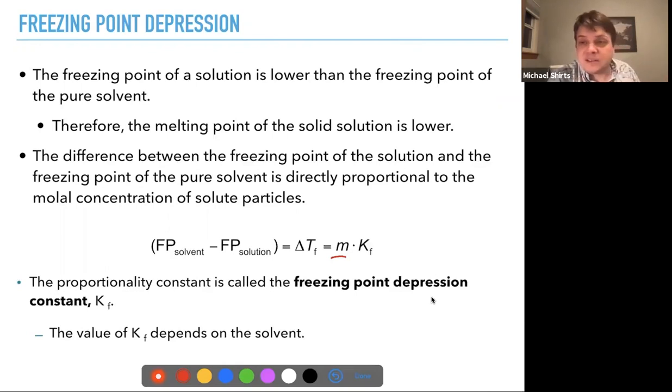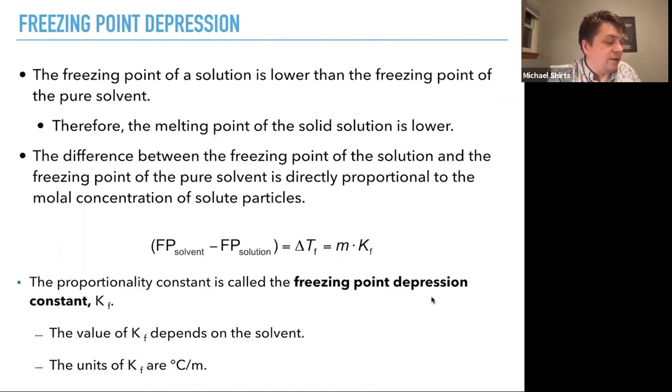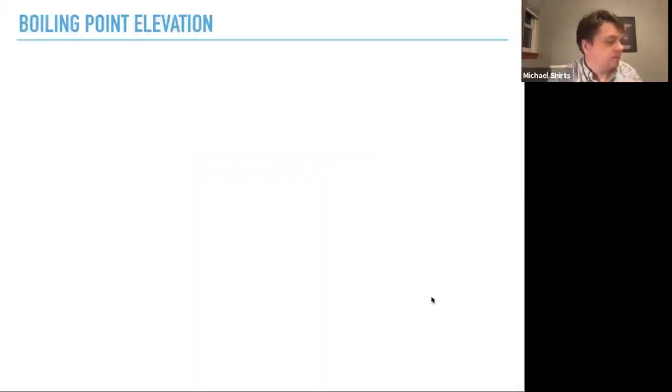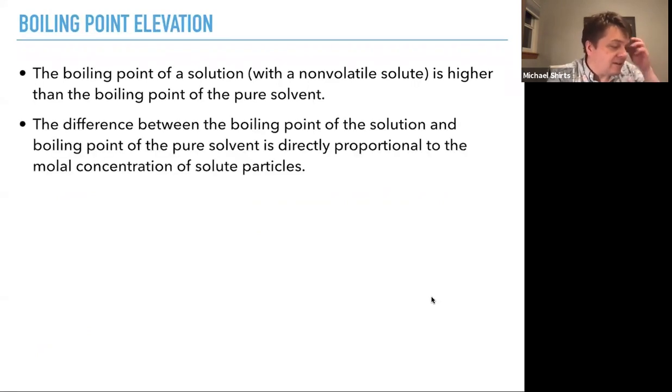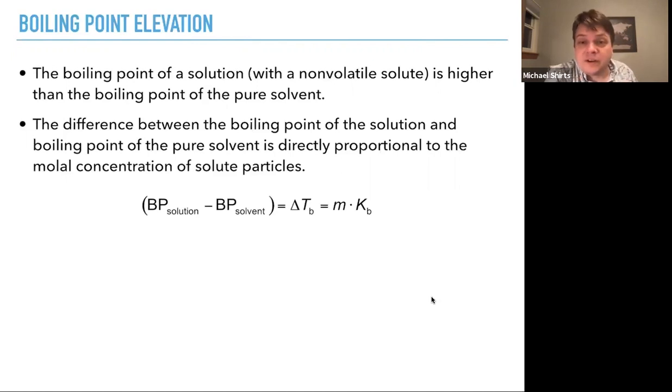And of course, the value depends on the solvent. It doesn't depend particularly on the solute, it depends on the solvent, right? Because it has to do with the concentration of the solvent. And so the units are, of course, going to be degrees per molal. So, an exact parallel with the freezing point depression, the boiling point elevation with a non-volatile solute is higher than the boiling point of the pure solvent. The difference, again, is proportional to the molal concentration of the solute particles, because that's related to the concentration of the solvent.